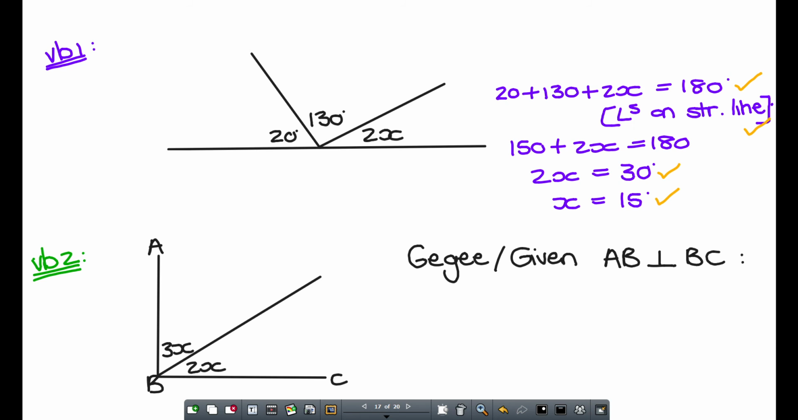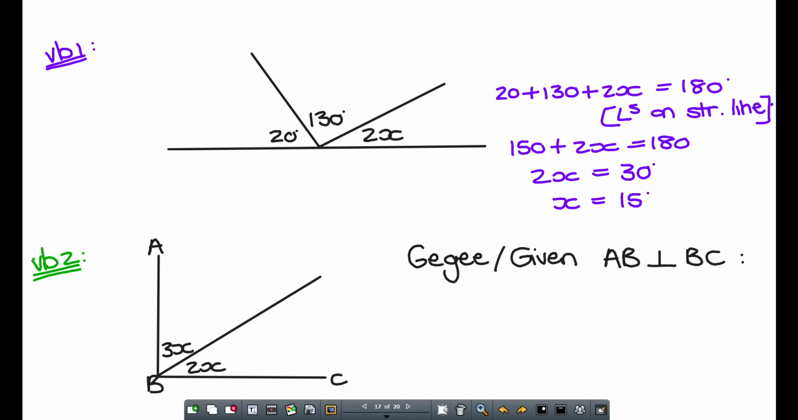Yes? The 150 plus 2x equals... You can leave that out now. Doesn't matter. Okay, yes, you had a question? You're fine. Okay, now, at number 2, this one was a bit more complicated.